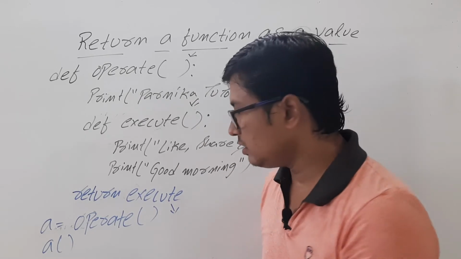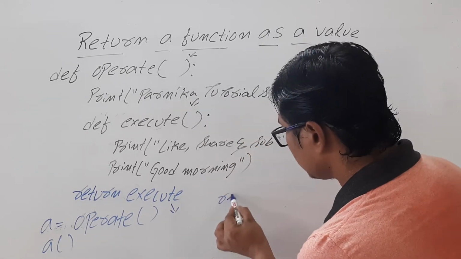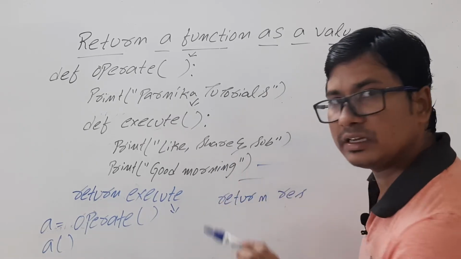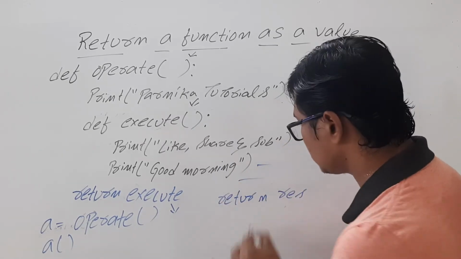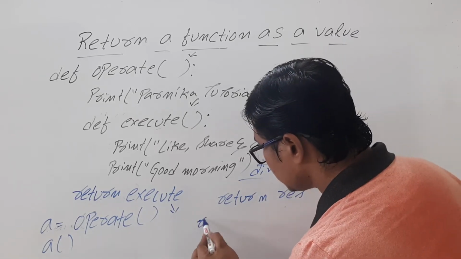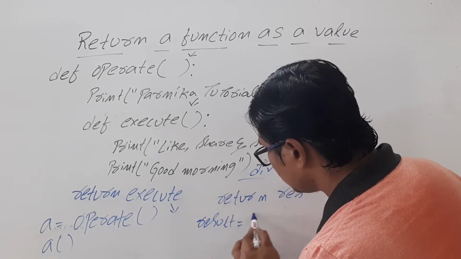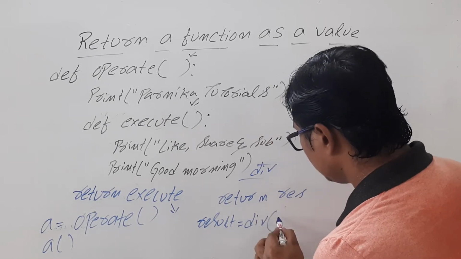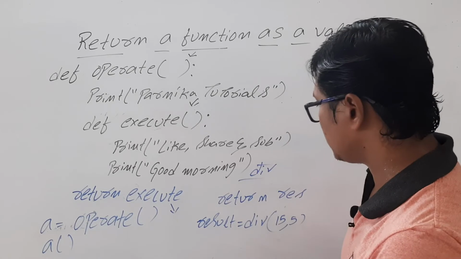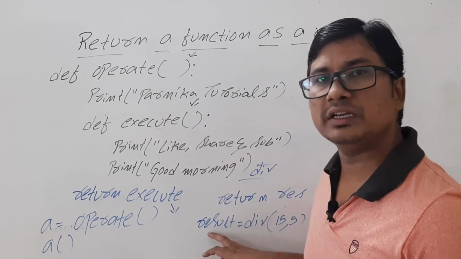Am I right or wrong? Suppose let's take that a function returns return res inside one function. Then when you call that function, suppose let's take that this function is div, you will store the result: result is equal to div, then you will write 15 comma 5. Am I right? Because whatever this function is returning, you are storing in some variable.